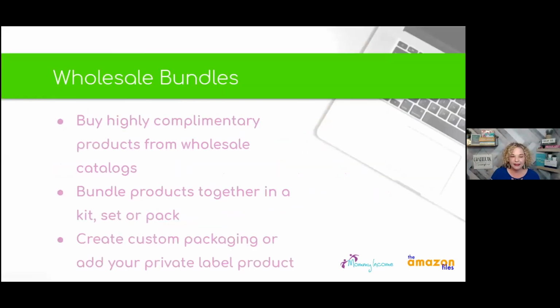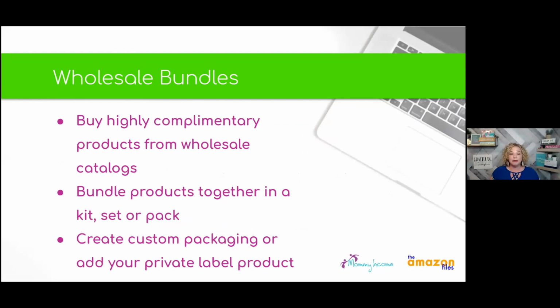Okay. Wholesale bundles. You buy highly complementary products from wholesale catalogs, from distributors, maybe from Alibaba. You bundle products together in a kit or a pack or a set, and you create custom packaging, or you add your private label product to it so that you're creating your own brand here. We'll talk about the brand packaging in a little bit. It's not as crazy and complicated as it sounds.